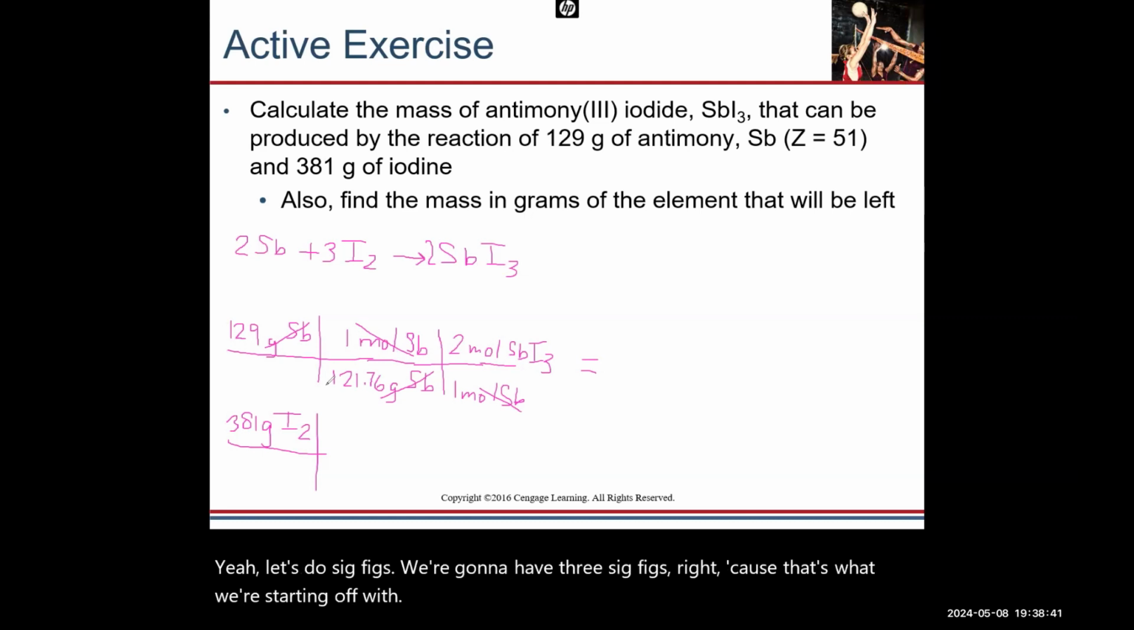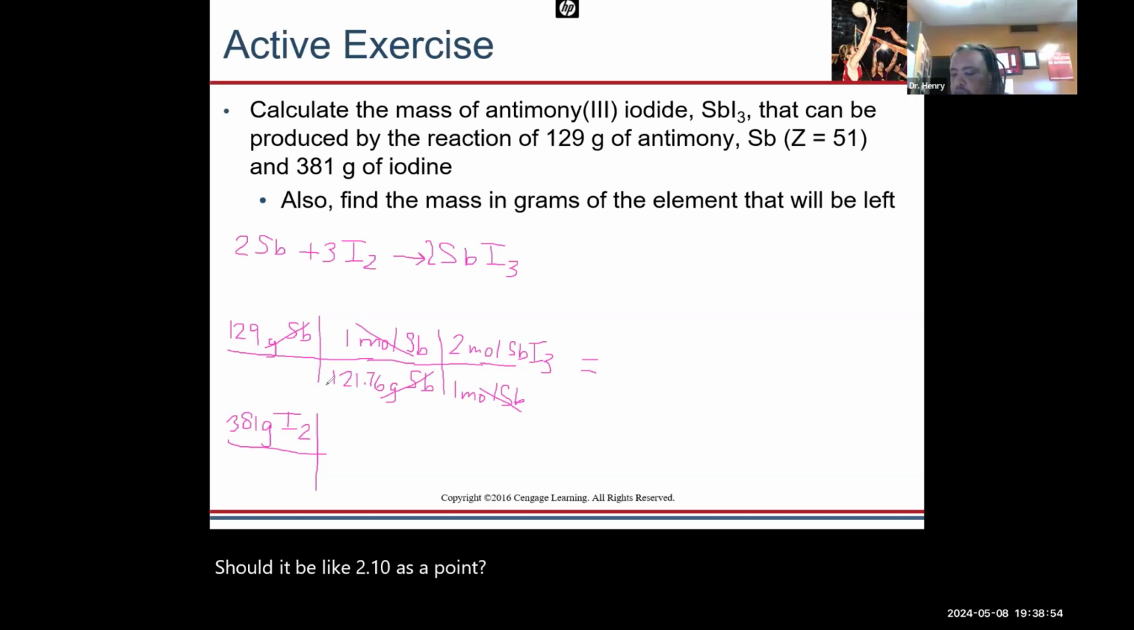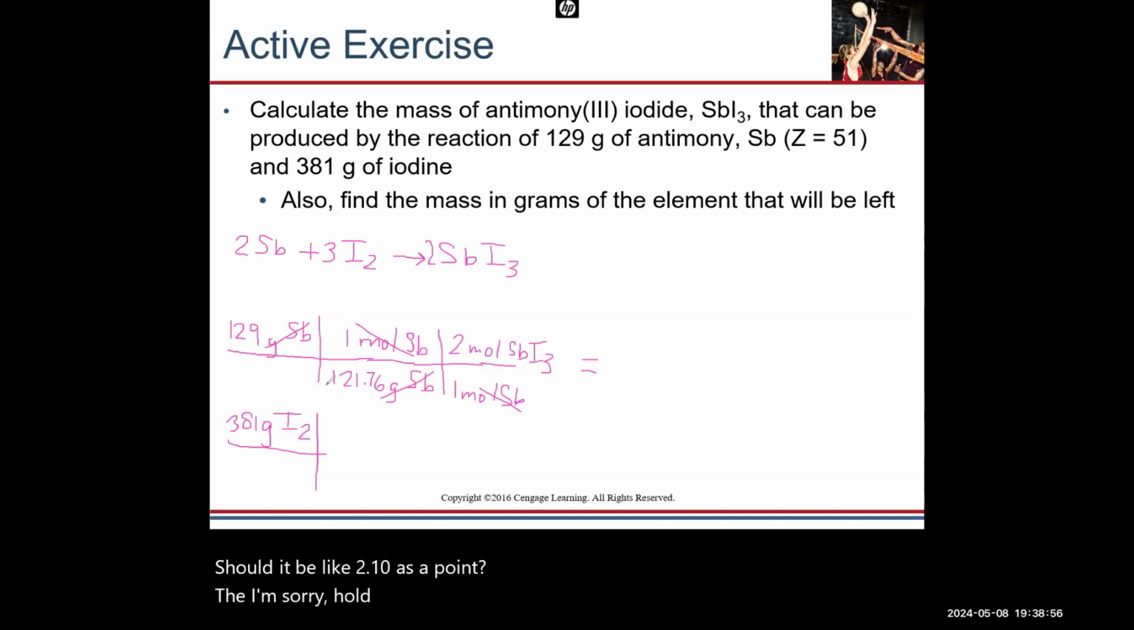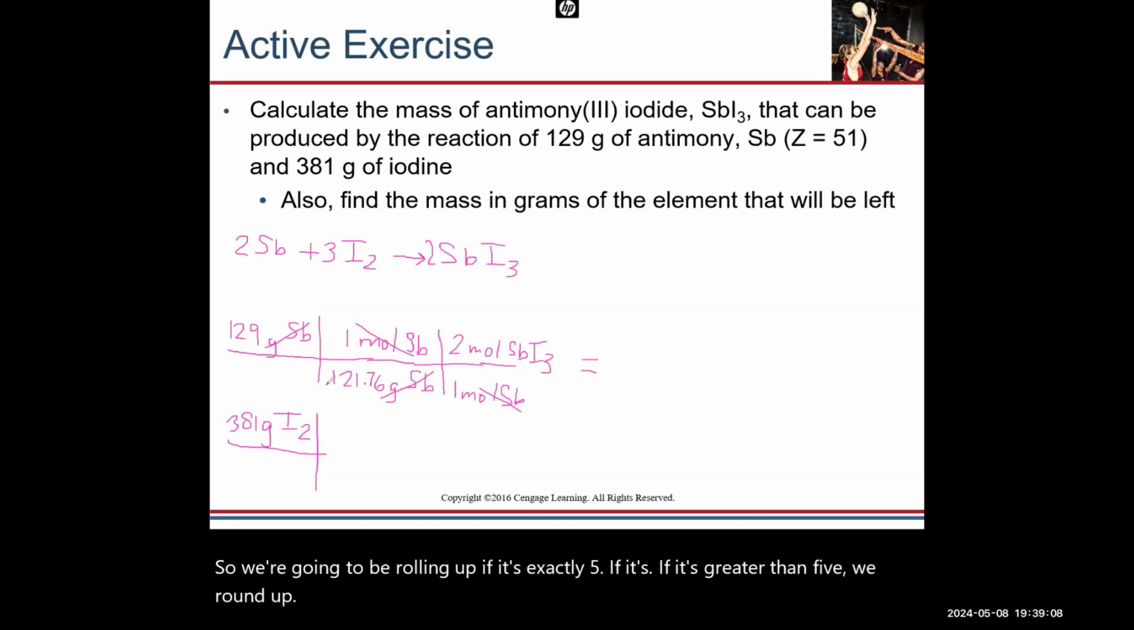Should it be like 2.10 because the 2.12, the 0.02 doesn't matter? I'm sorry, hold on. Because it's 2.118. So I'm trying to remember the rules for sig figs. So we're going to be rounding up. If it's exactly five, if it's greater than five, we round up.